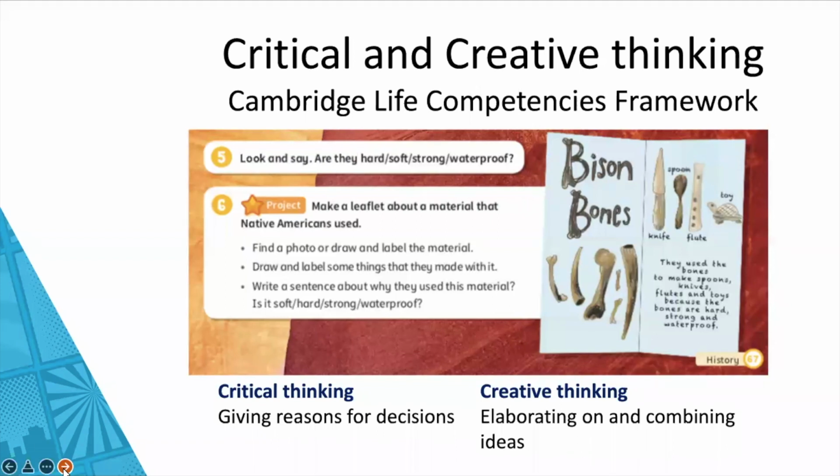Creative thinking developed when students elaborate on and combine ideas about the objects they've read about, such as materials, why certain properties are suitable for making tools or other items. And then, of course, including drawings of the items in their leaflet is very creative too. Again, they have a very good model of what's expected of them. And so that gives the confidence to try and create a leaflet.